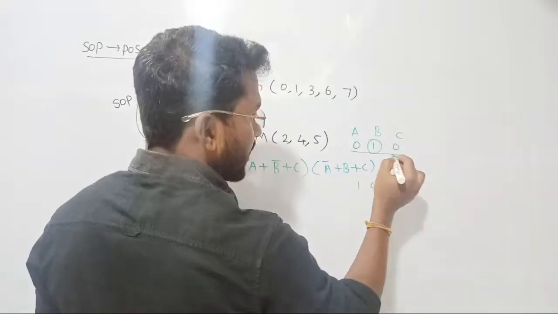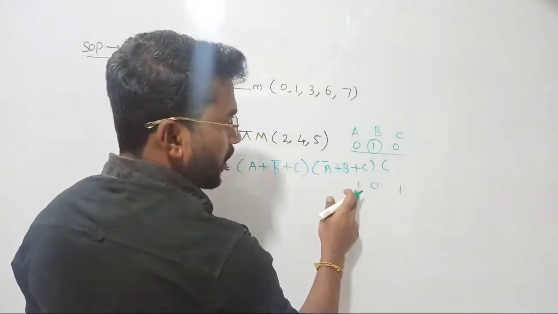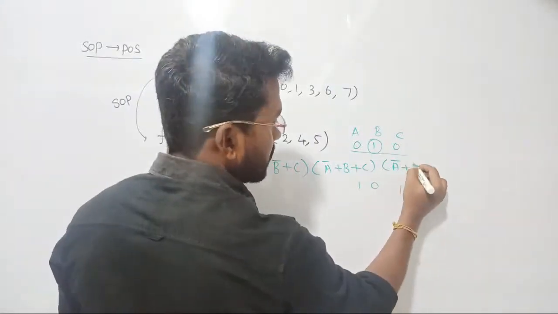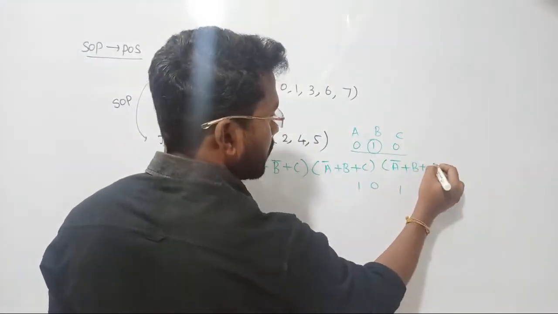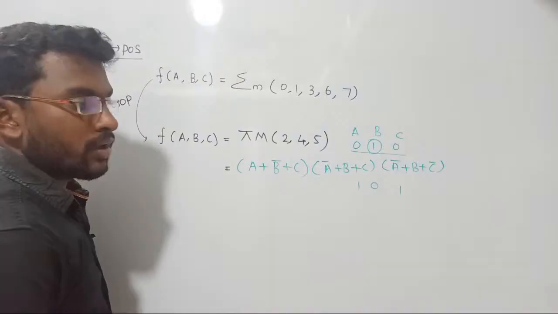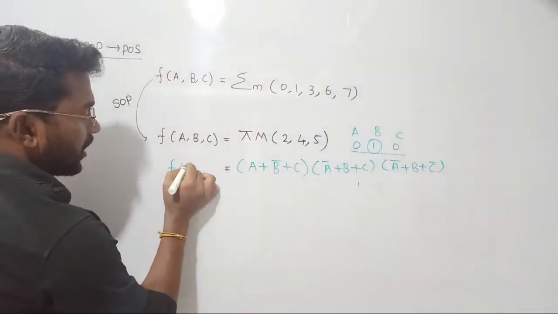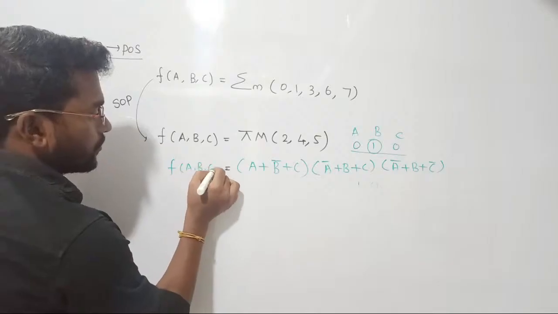Now let us write the final answer. For 101, A is not acceptable, we should take the complement because that is 1, and B is acceptable, right? But C is not acceptable, we should take the complement for C. Clear? So this is going to be the equivalent max term for the given expression. That's all. It's over.